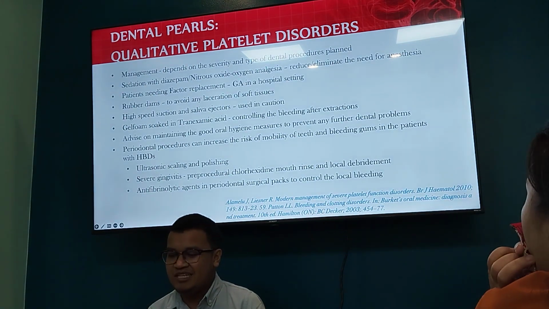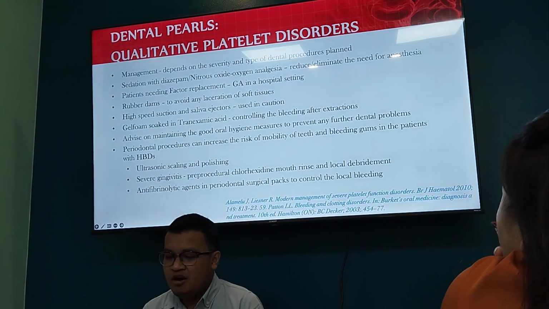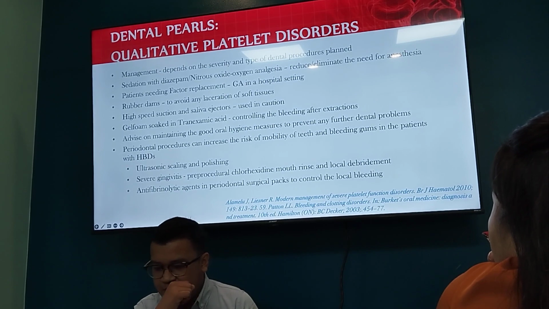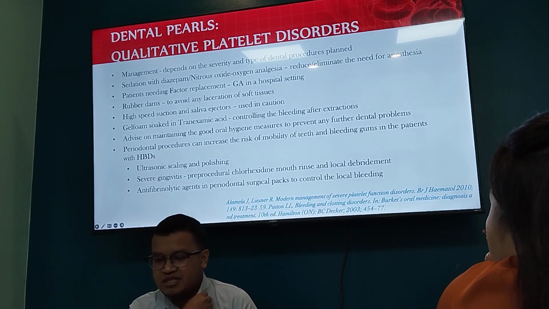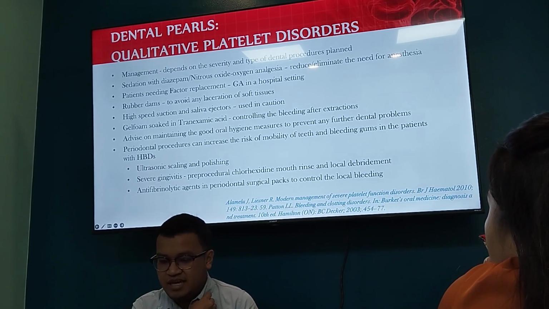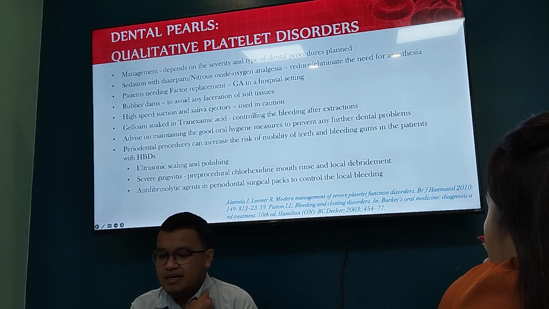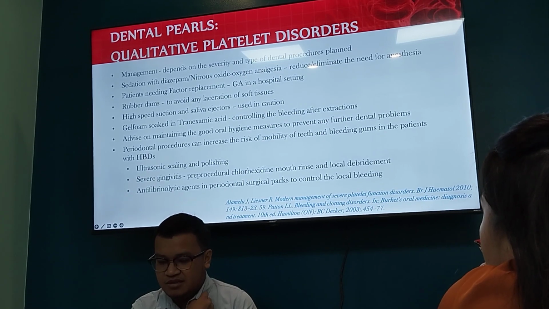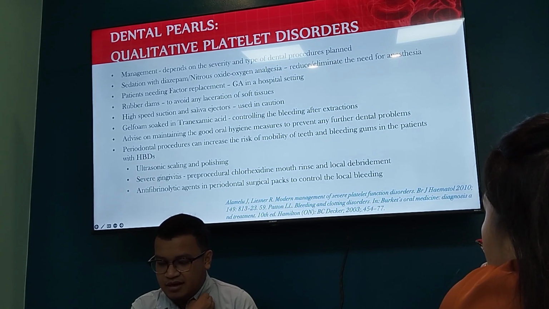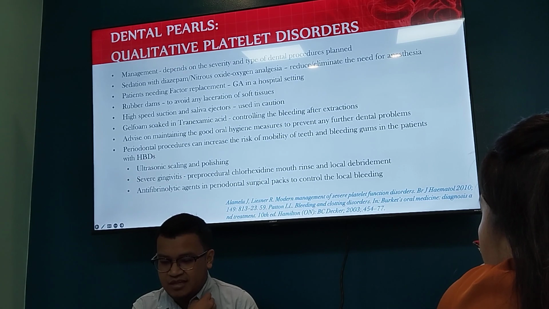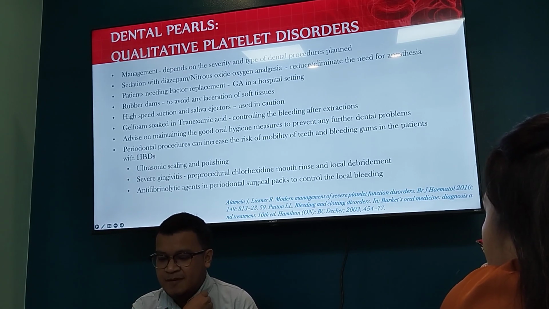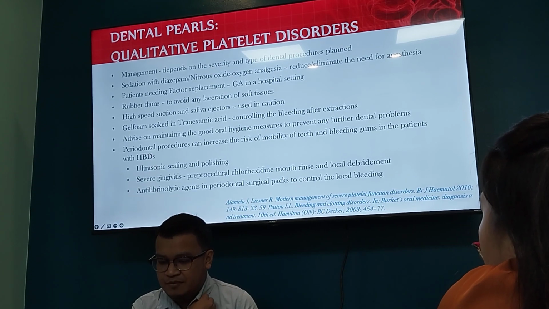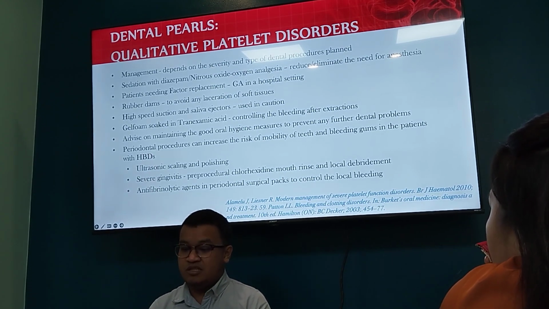Periodontal procedures can increase the risk of mobility of the teeth and bleeding gums in patients with HBDs. Ultrasonic scaling and polishing don't cause any complications in these patients. In patients with severely inflamed gums, pre-procedural chlorhexidine mouth rinse and local debridement is indicated. Antifibrinolytic agents should be incorporated, so that's tranexamic acid, and the periodontal surgical packs to control the surgical bleeding.